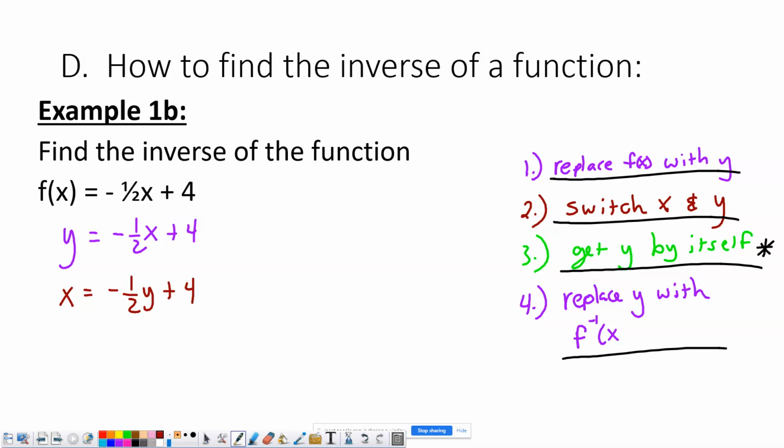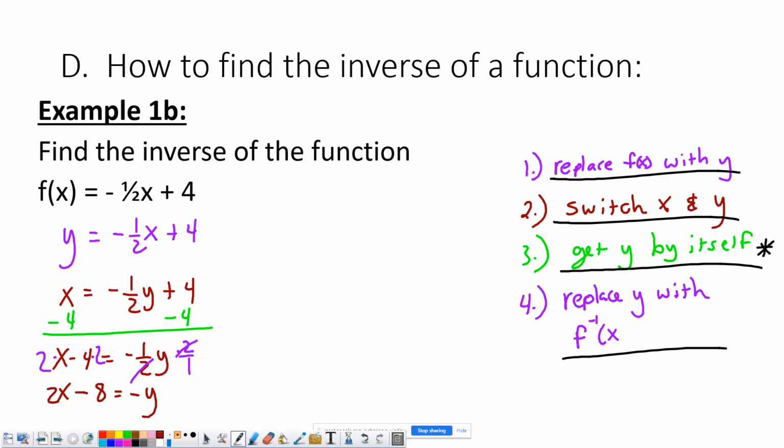And now for the fun stuff. You guys got to get y by itself. So pause the video here and try to get y by itself and see what you get. The first thing I would suggest doing is subtracting the 4 on both sides, which gives us x minus 4 equals negative 1 over 2y. The next thing I'd recommend doing is multiplying everything by 2. Because 2 on the top cancels 2 on the bottom. Doesn't get rid of the negative though.